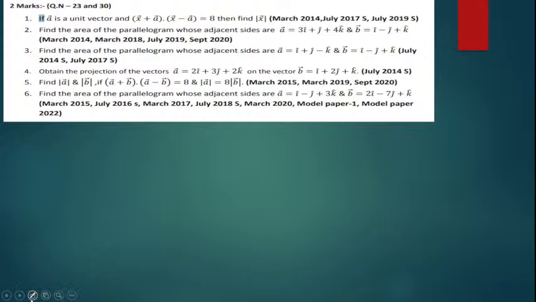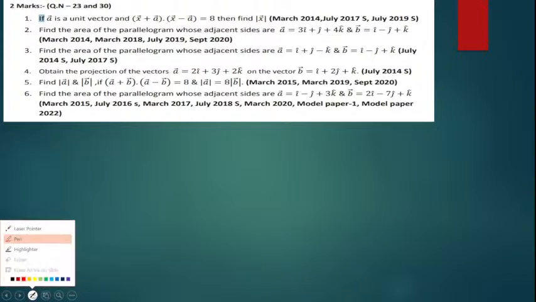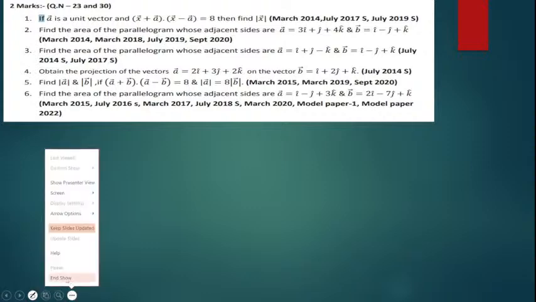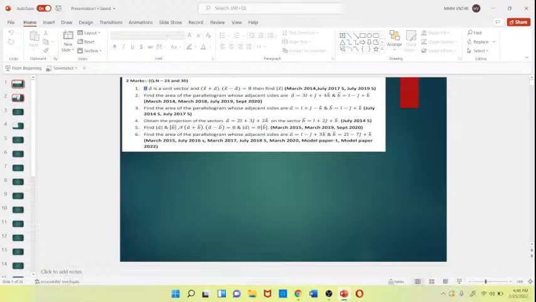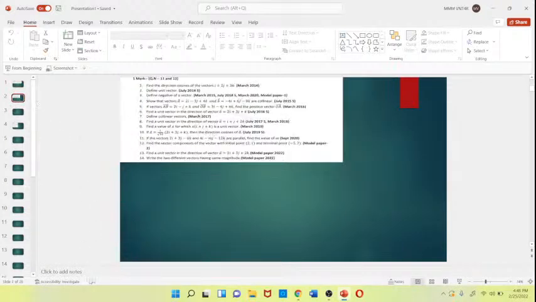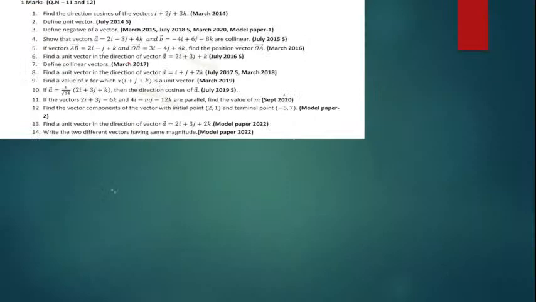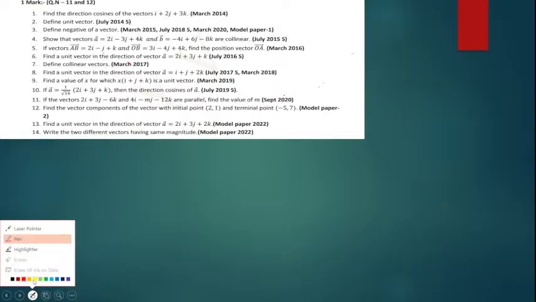Welcome to everyone. Today we will solve Class 12 Vector Algebra all previous year question papers questions. First we will solve the questions which are asked in all the previous year papers from 2014 to 2020-22, and the model question paper issued by the board. Okay, so here will be the first question.